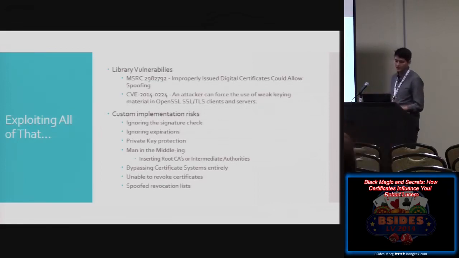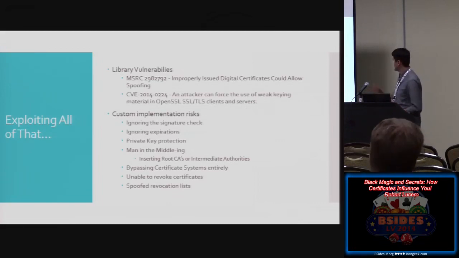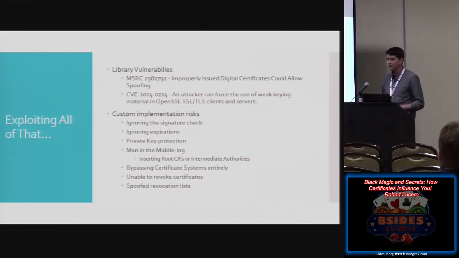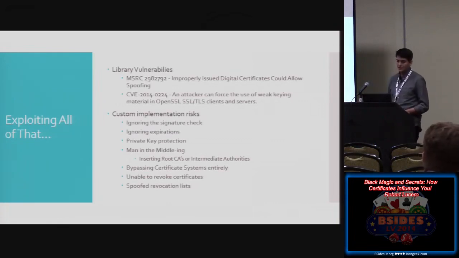The examples here are this library vulnerability. Microsoft basically had a bug where you could forge and spoof certificates if they were improperly issued. So again, forging your identity of a signature. And then in OpenSSL, there's a way to force people to use a weaker encryption. And at that point, you can then brute force your way through to the secrets.